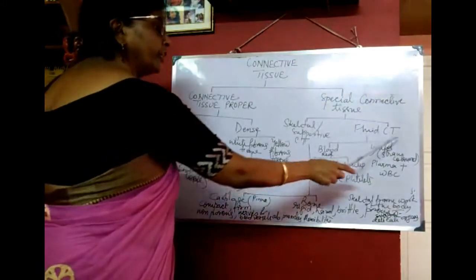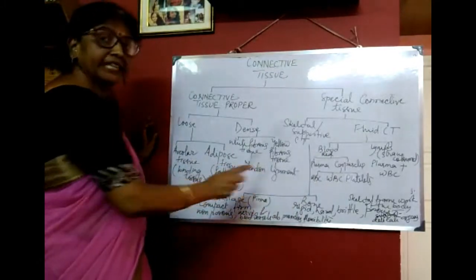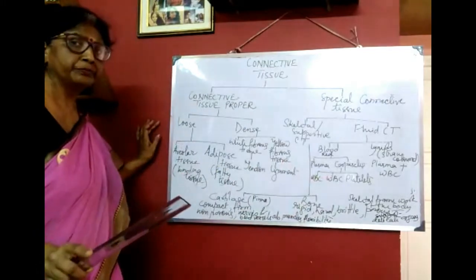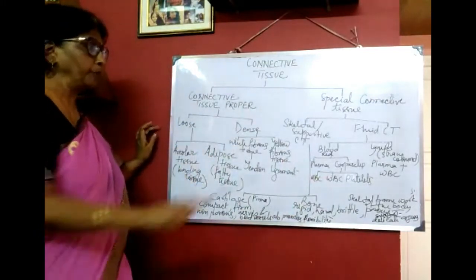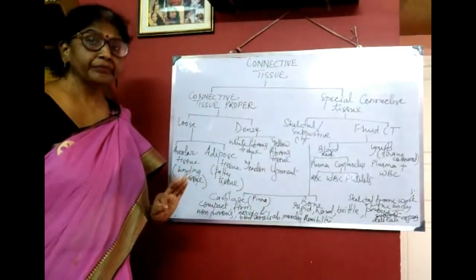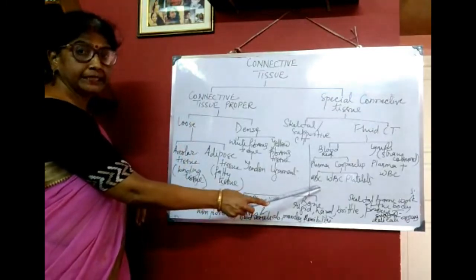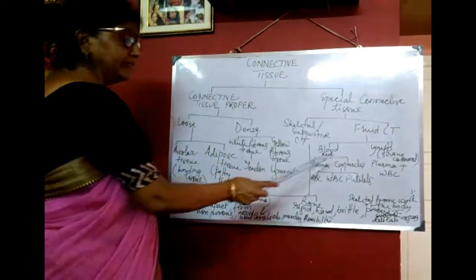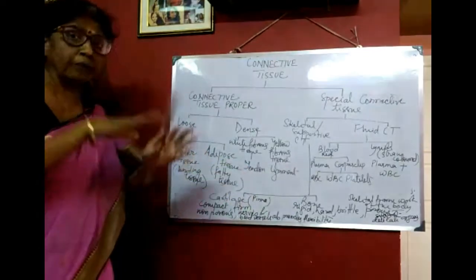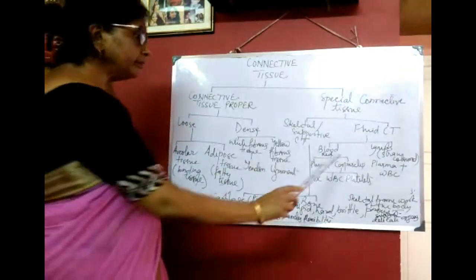Next, we have fluid connective tissue, that is blood and lymph. Blood is red fluid connective tissue and lymph is straw colored fluid connective tissue. Blood is red due to the presence of hemoglobin in erythrocytes, that is red blood corpuscles. Now in blood there are two elements. That means the composition of blood contains plasma and corpuscles.